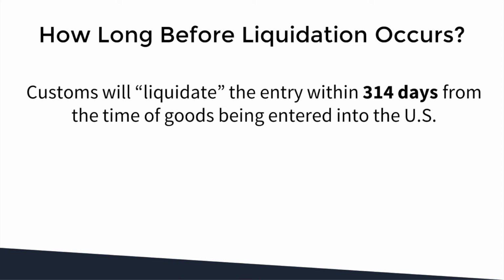Typically, customs will liquidate the entry within 314 days from the time of goods being entered in the US. If the goods haven't been liquidated after a year, customs will automatically liquidate them at the estimated duty rate, meaning there is no change from what you've already paid. All that said, there are exceptions to this timeline, which we'll cover a little bit later.